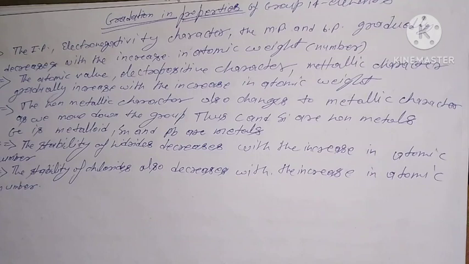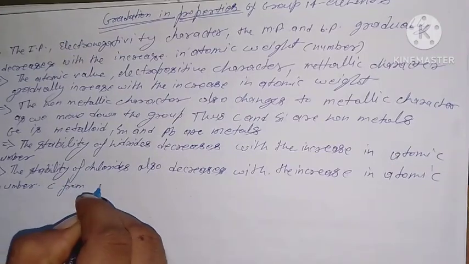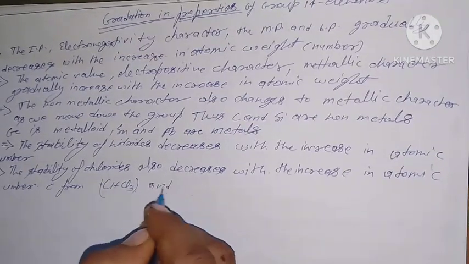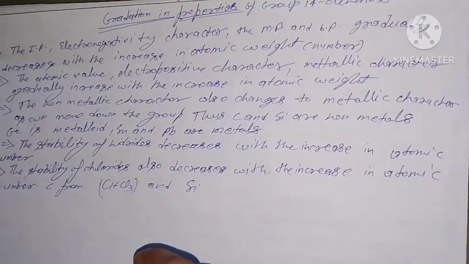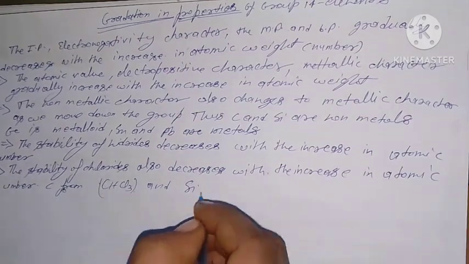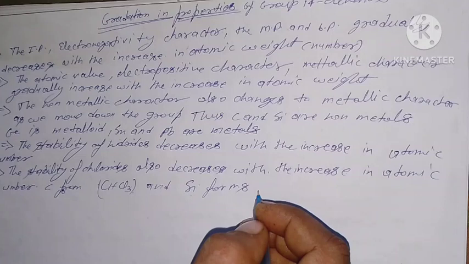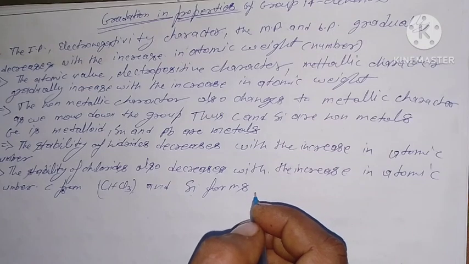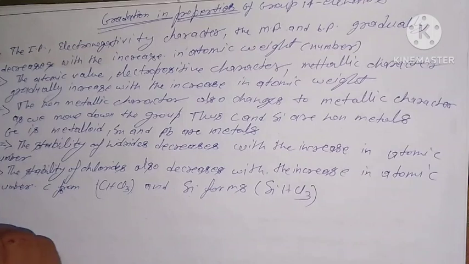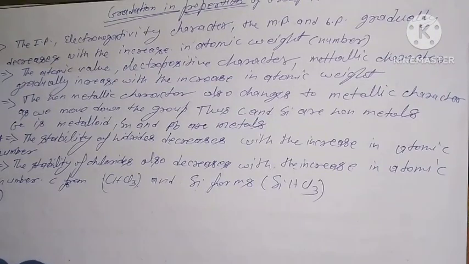Carbon forms chloroform, CHCl3, and silicon forms silicochloroform, SiHCl3.